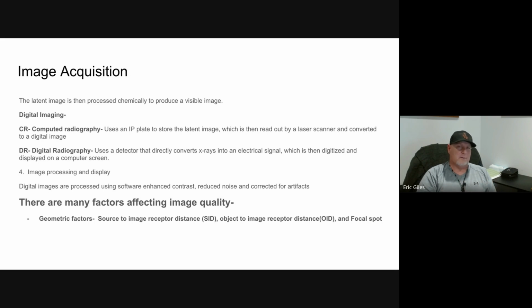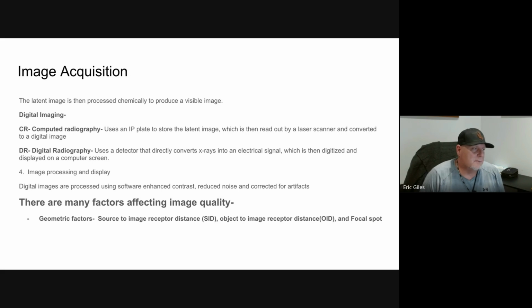Not like we've got it today where we shoot a picture and bam, there it is, and we can do different manipulations with it. With film, you can't do that. It's sink or swim. Either your film's good enough or it isn't. So digital imaging, fortunately, that's what we do. Computer radiology uses an IP plate to store the latent image, and then it's read by a laser scanner, and then it's transferred over to our computer screen. A little bit longer process than regular digital imagery, but still pretty cool nonetheless.